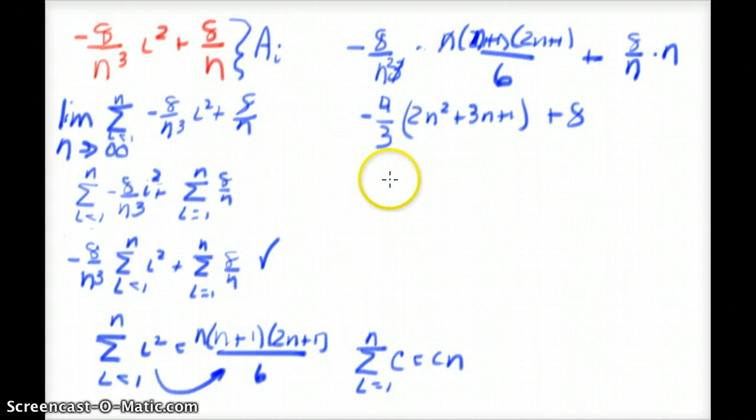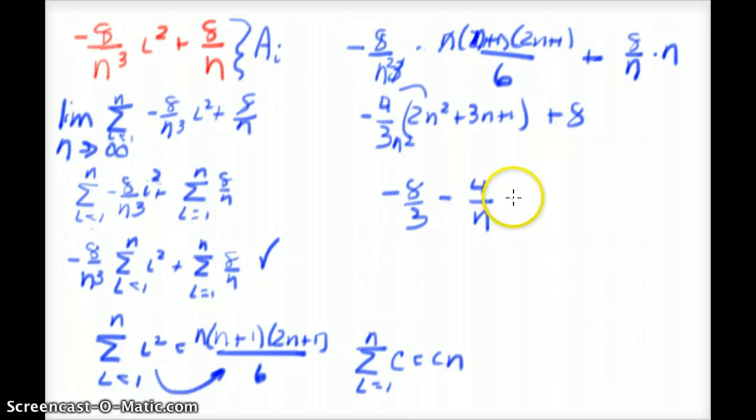Now, this is going to be, I forgot my n squared here. So when I multiply these two together, I get negative 8 thirds. The n squareds go away. Minus, the 3's will divide out, and so you'll have 4 over n. And then the last one would be minus 4 over 3n squared. Of course, you still have your 8 over here.